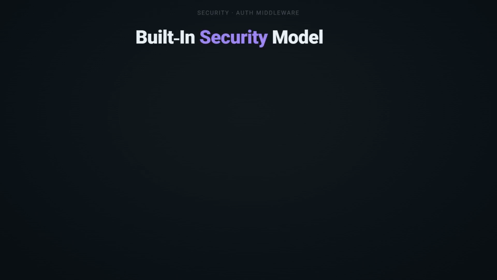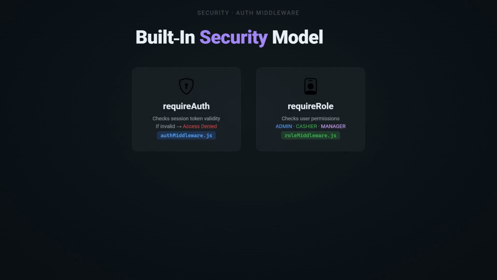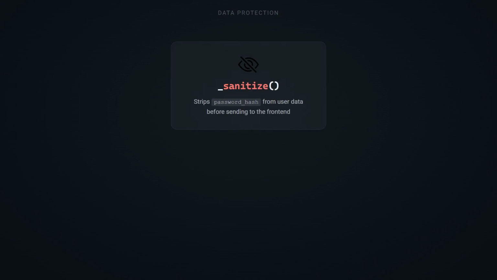Let me quickly show you the security model because it's built into every layer. Require auth checks if the session token is valid. If not, access denied. Require role checks if the user has the right role, admin, cashier, etc. The _sanitize method strips password_hash from user data before sending it to the front end. Passwords never leave the server.